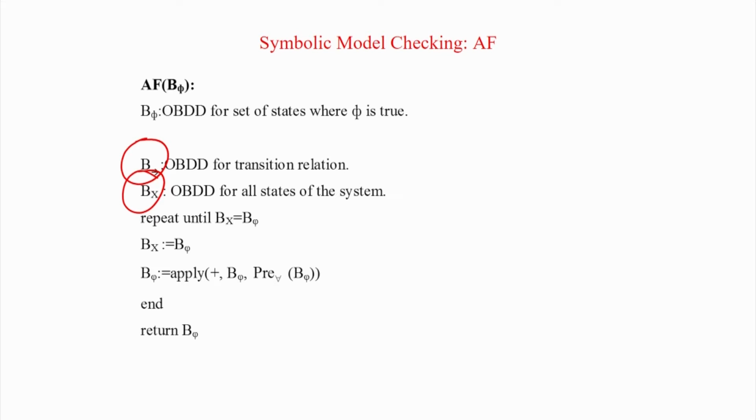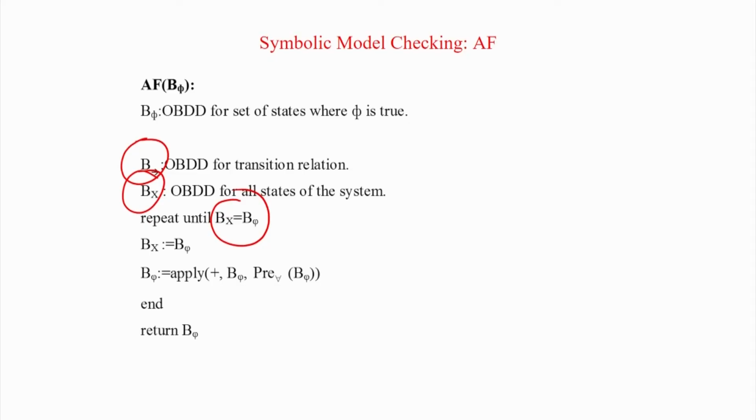Then what we do is repeat till B of x is equal to B of phi. B of phi is the OBDD of states where the formula phi is true. That is very important for us. B of x is some arbitrary initialization. Initially, they have taken all the states of the system and made a BDD for that. Then we repeat till B of x equals B of phi.